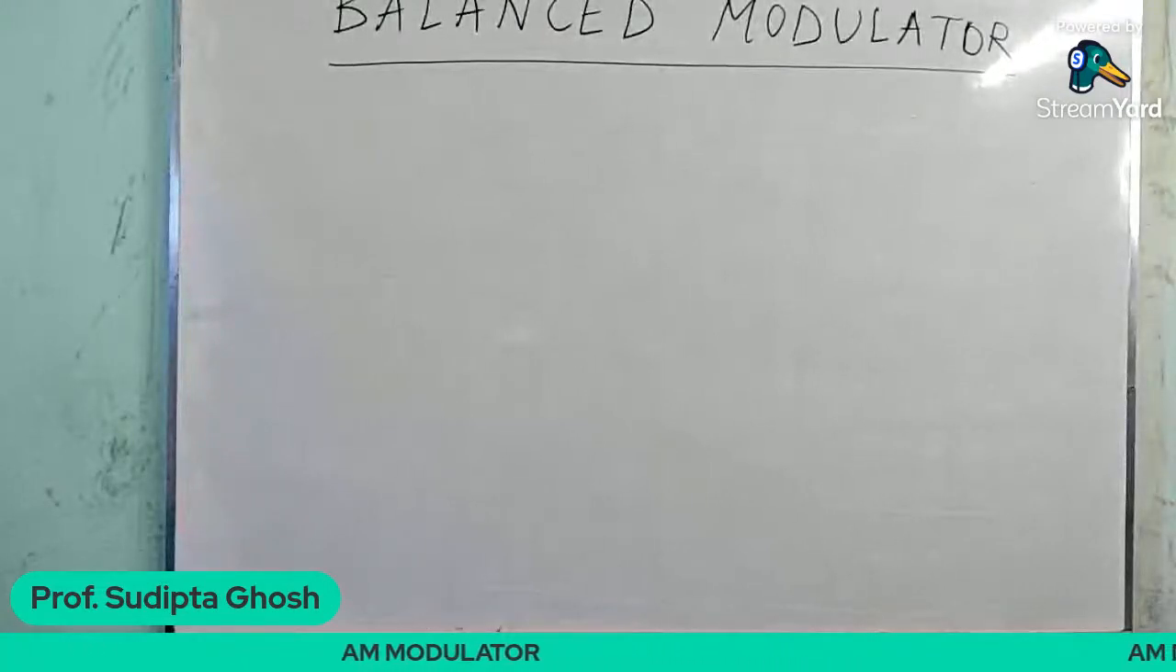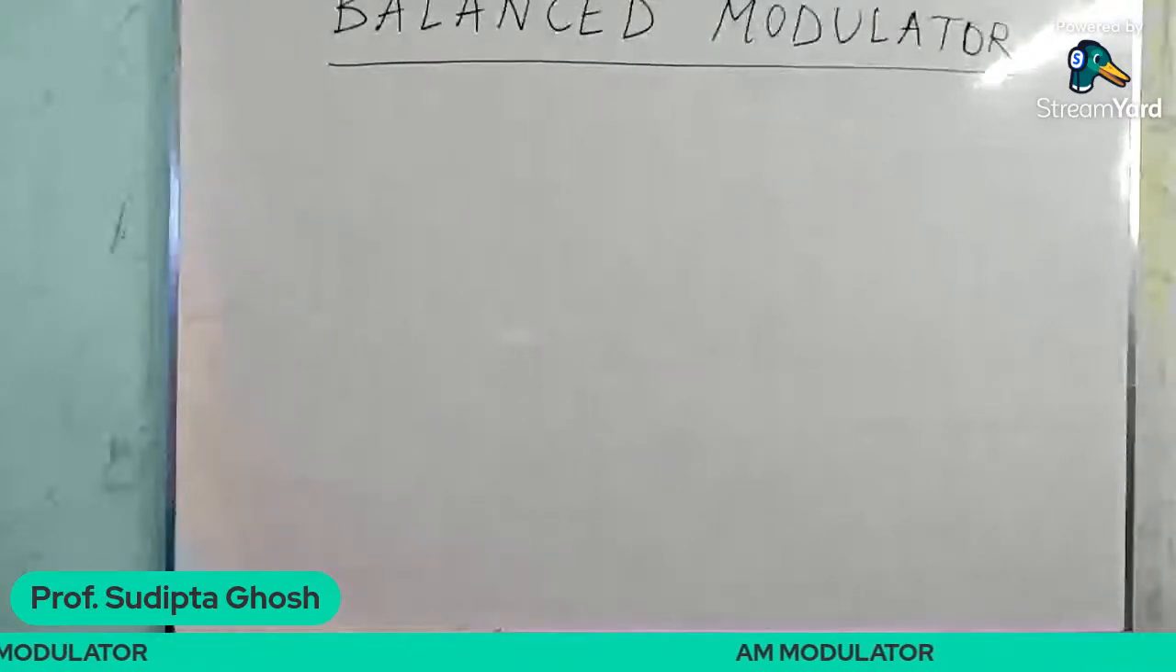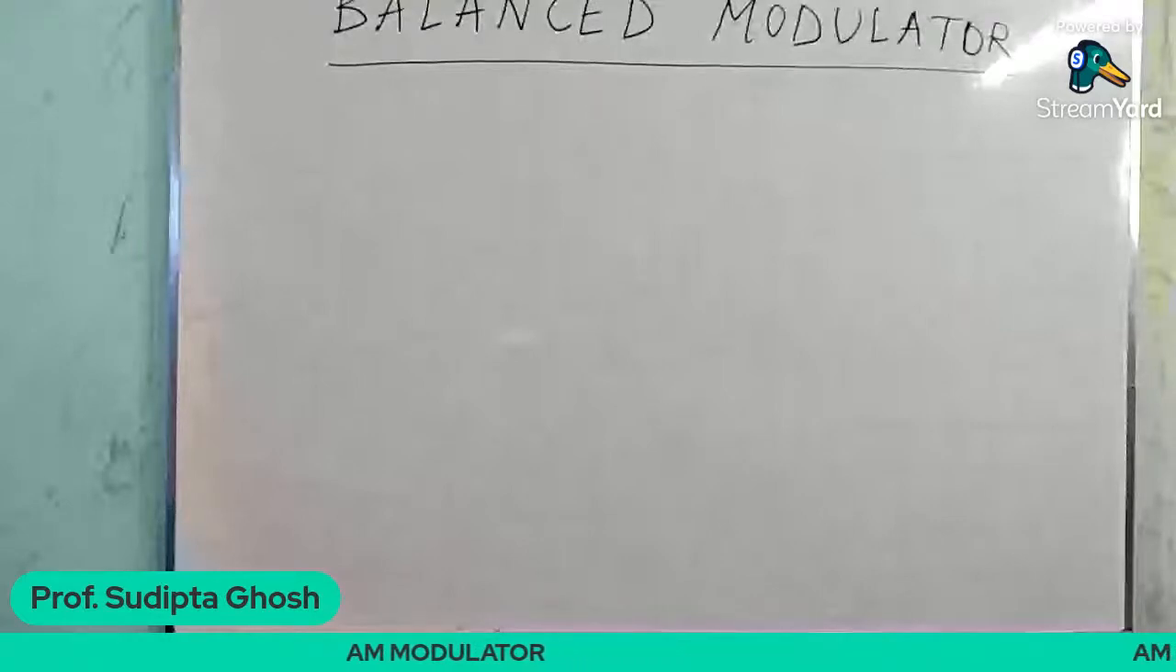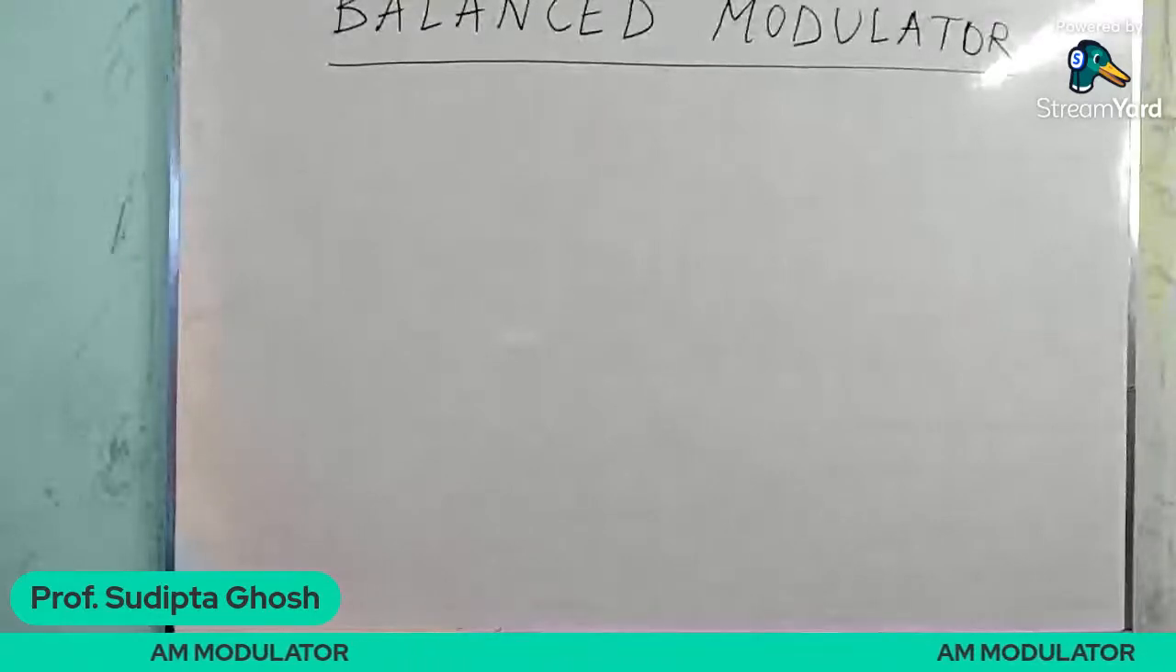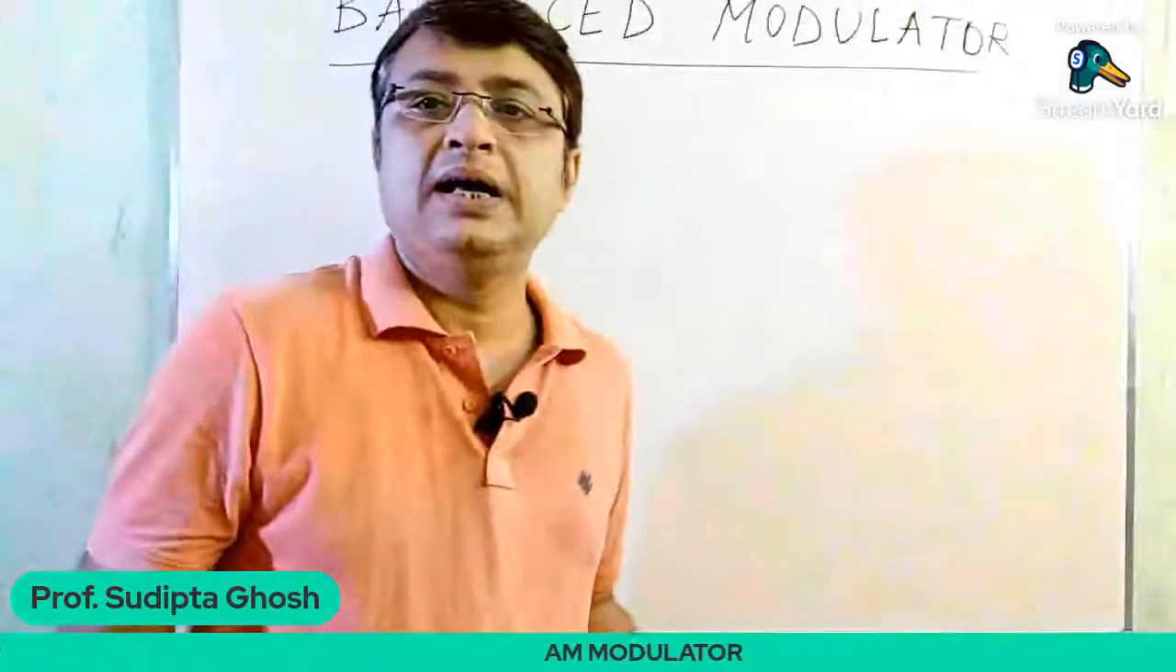Hence, as a first step in SSB generation, we have to remove the carrier. Now using a notch filter, what is a notch filter?